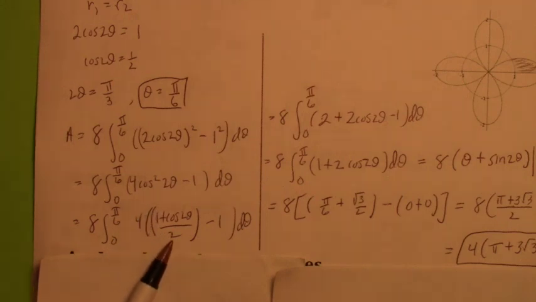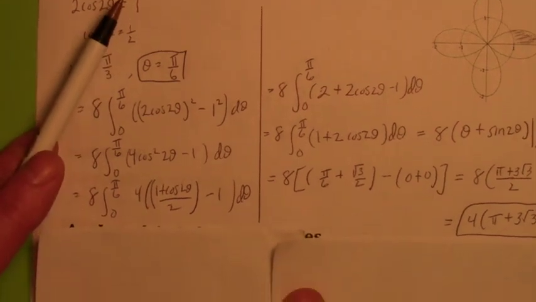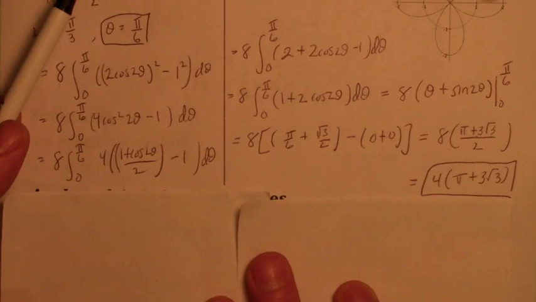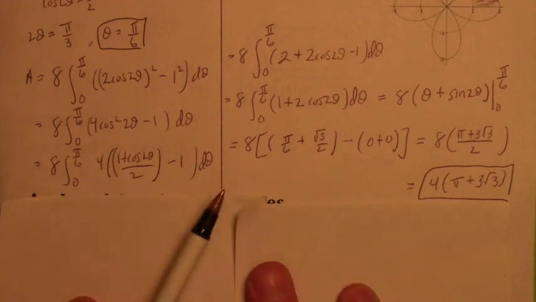Use the reduction formula here. And then I'll let you hit the pause button and check me on this, but I end up with 4 times the quantity pi plus 3 radical 3.